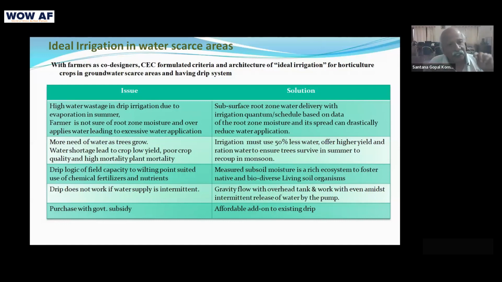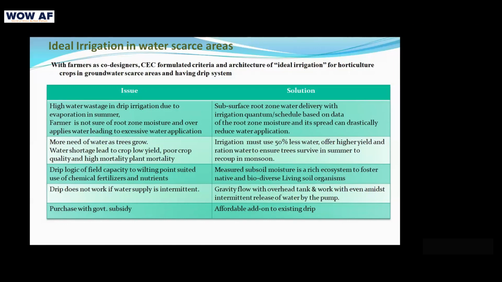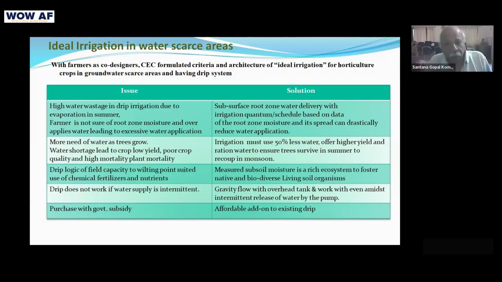High water wastage in drip due to evaporation in summer. With heat waves, this is also rising. The farmer is not sure of root zone moisture and therefore over-applies water, leading to excess water application. What is the solution? Subsurface root zone water delivery, wherein you measure not the quantum of water delivered, but the moisture, its intensity and its spread.